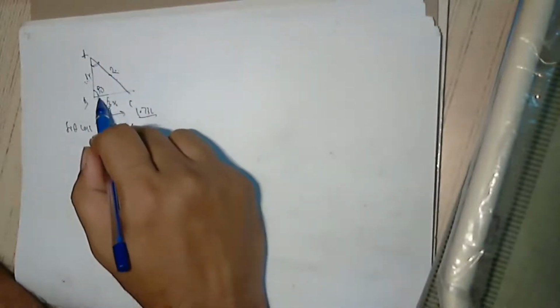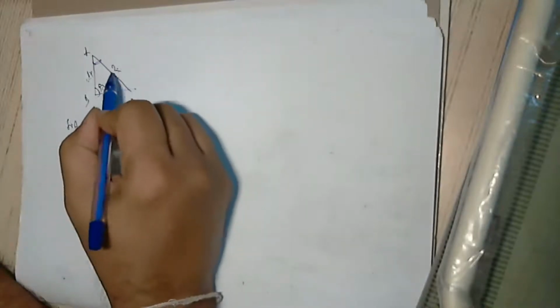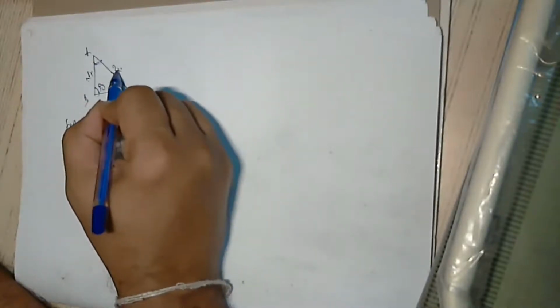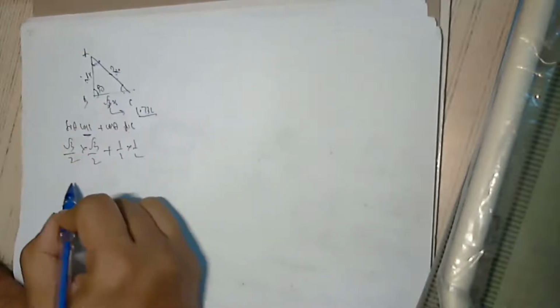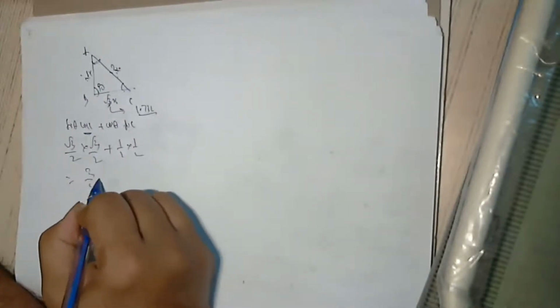So now, what is sin A? Sin A is root 3 by 2, opposite side by hypotenuse. What is cos C? Cos C is also adjacent side by hypotenuse, root 3 by 2. Cos A is 1 by 2. What is sin C? Sin C is 1 by 2, opposite side by hypotenuse. So what is it becoming? Root 3 into root 3, 3 by 4, plus 1 by 4, that is 4 by 4, that is 1. So the answer is 1.